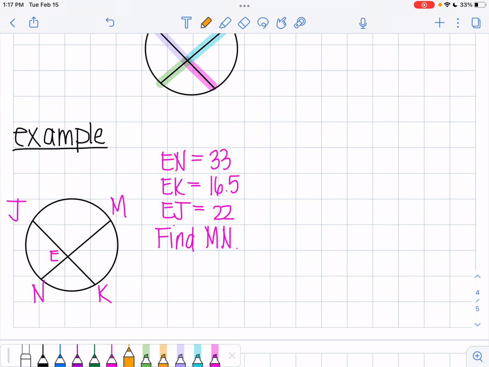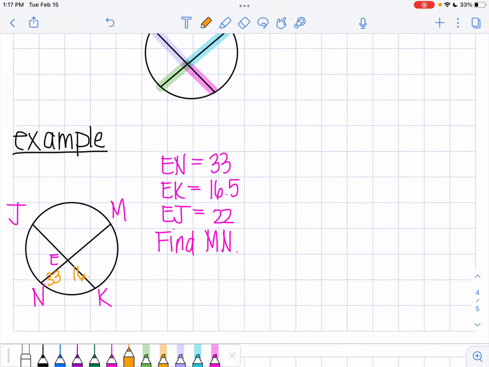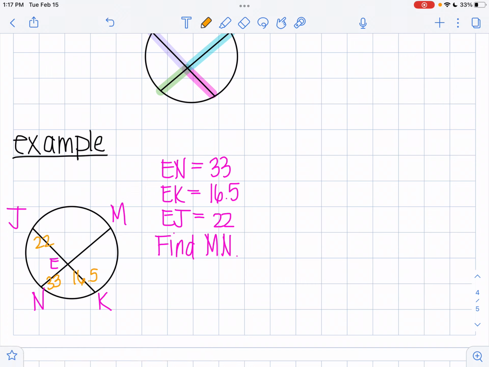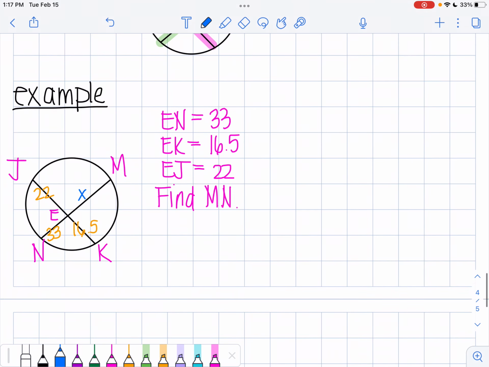So it says that EN is 33. So this one's 33. EK is 16.5 here. EJ is 22. Find MN. Okay, so they want me to find the whole line segment, but in order to do that, I need to find this value here. So I take each of my parts of my line. So I'm going to start with this left line here.